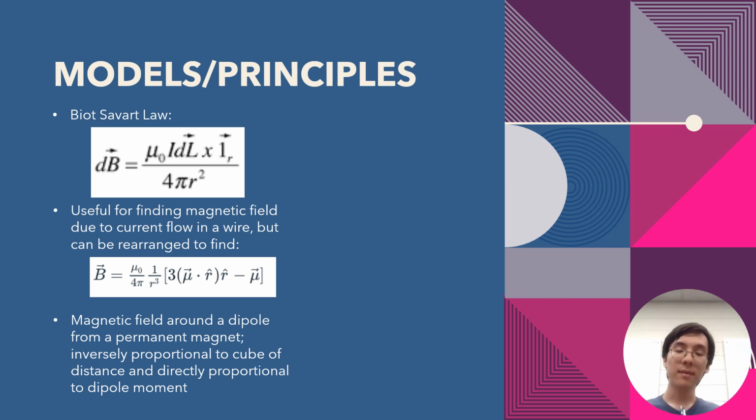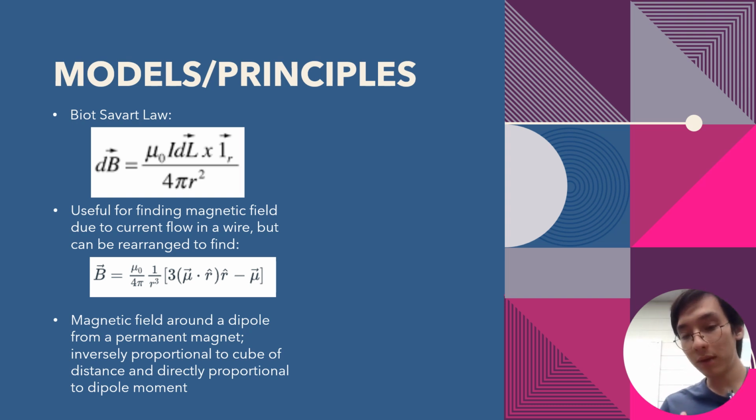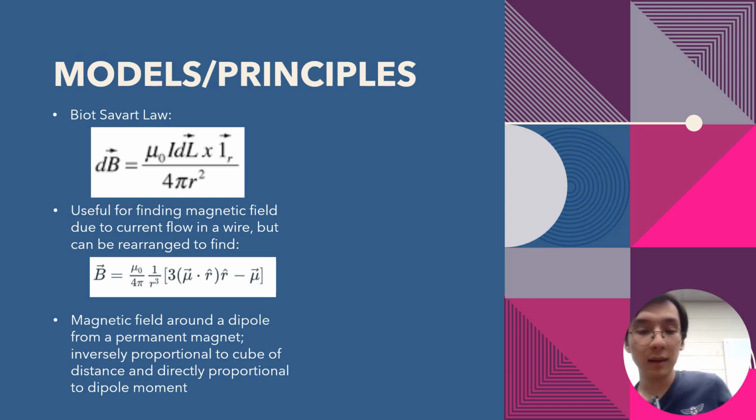The models and principles we're going to look at today are the Biot-Savart law, mostly. This law is used to find the magnetic field due to current flow in a wire, but you could rearrange it to find the magnetic field due to a dipole from a permanent magnet. It's inversely proportional to the cube of the distance and directly proportional to the dipole moment.